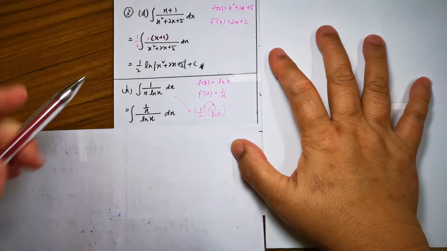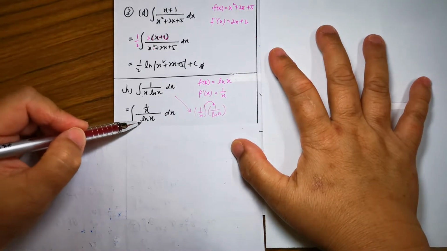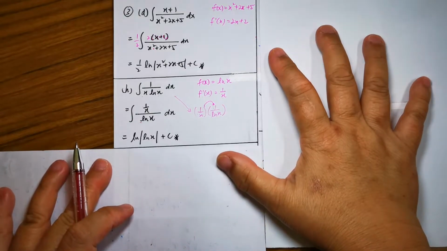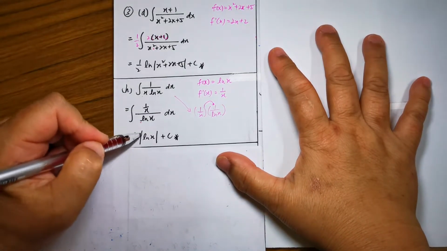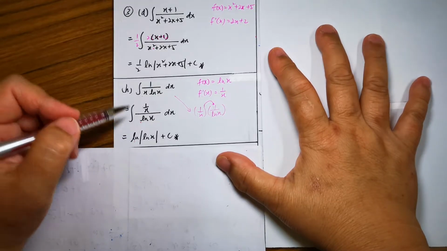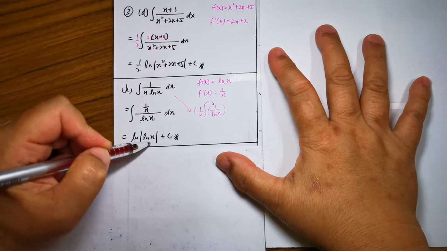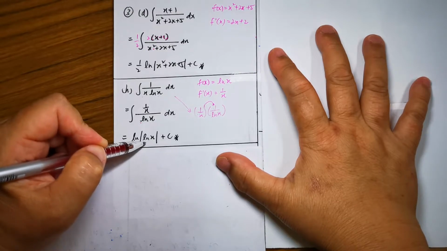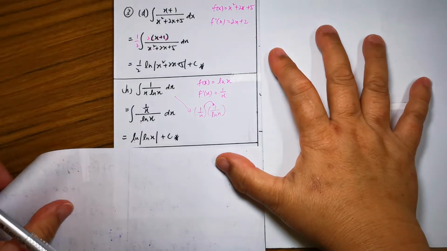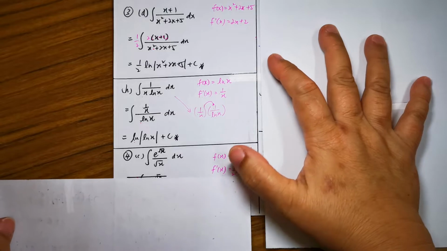Okay. Now it's in the form f prime x over fx already. Therefore, the answer is ln of fx. This is your fx. So there are two ln's there. Don't get confused. Okay, ln of fx. Your fx is another ln x. Okay, plus c. Right? Okay, one more example.